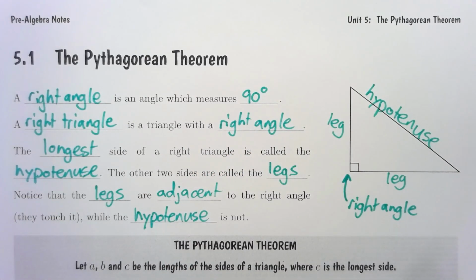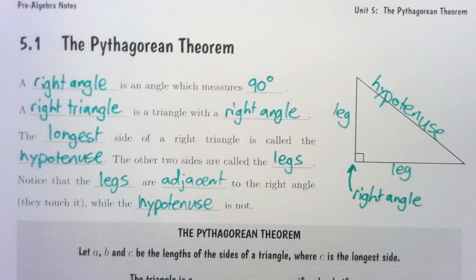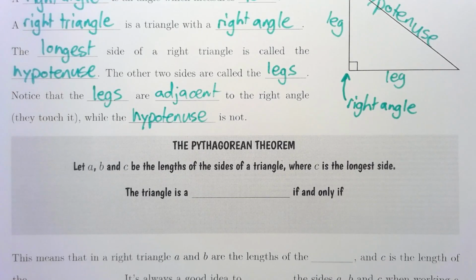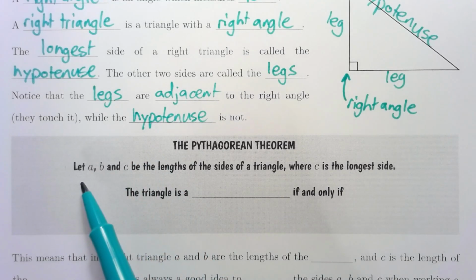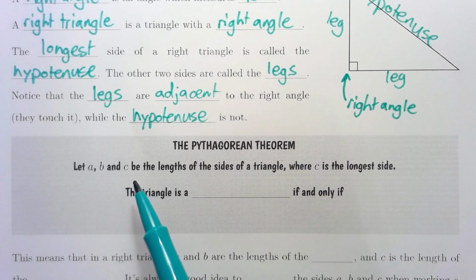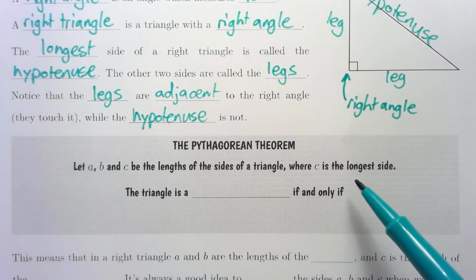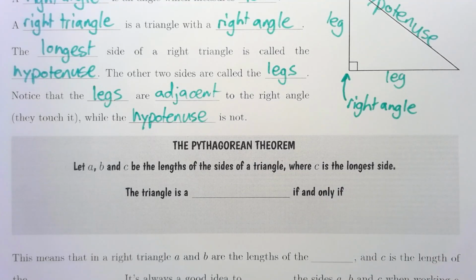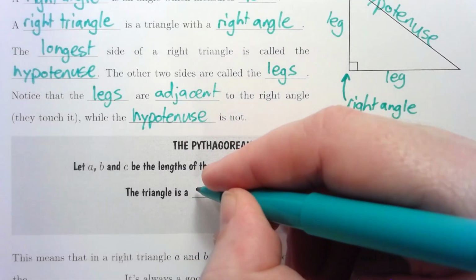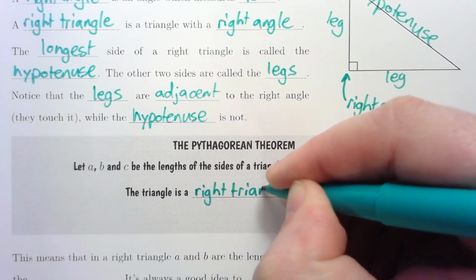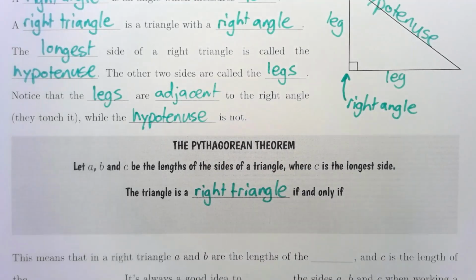So, from these definitions, we're now going to write what the actual rule is, the Pythagorean Theorem. So we have a triangle with three sides, as all triangles do, but we're going to label the lengths of the sides as A, B, and C, where C is the longest side. Notice I haven't said that C is a hypotenuse yet because we don't know if it's a right triangle. Only a right triangle actually has a hypotenuse. Well, we're going to say that this triangle is a right triangle as long as this condition is true.